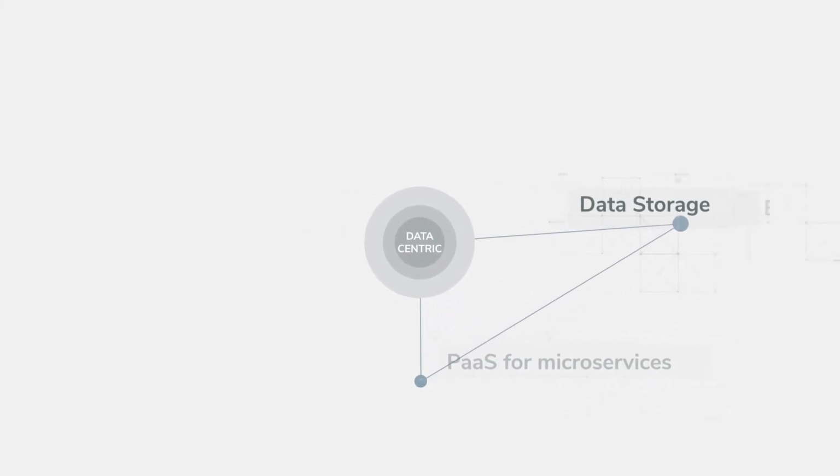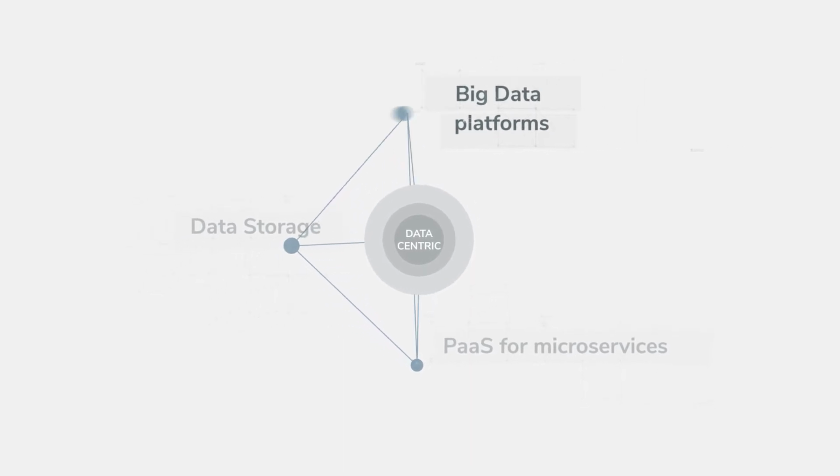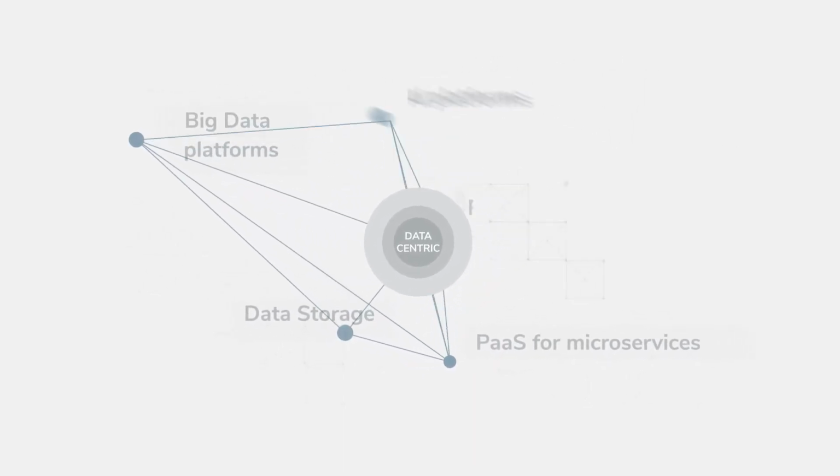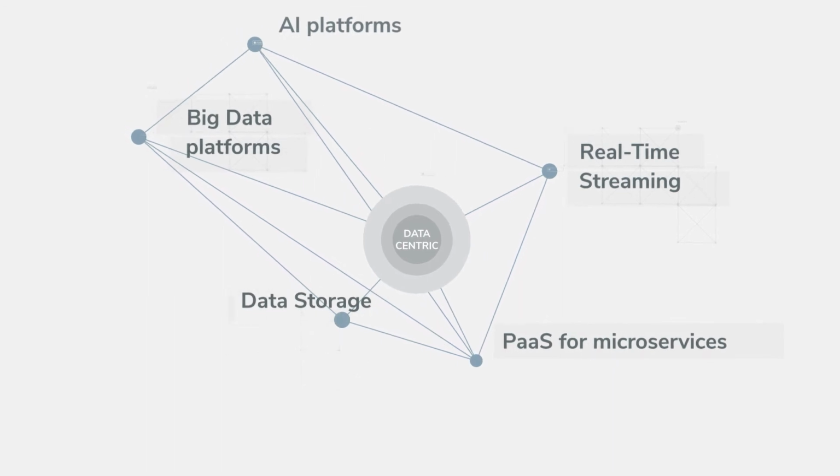What different products are needed to implement a fully data-centric model? A PaaS for microservices, data storage, big data platforms, and AI platforms, and real-time streaming capacities. Five products that cover needs that Stratio Data Centric responds to with a single product, thereby eliminating critical integration issues by design.